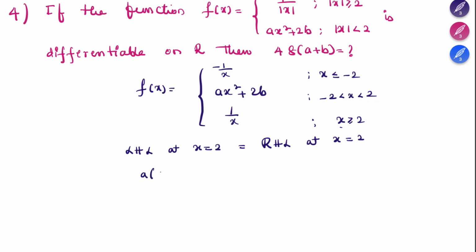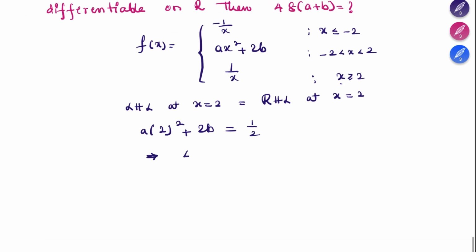So a into 2 whole square plus 2b is equal to the RHL, the right hand limit at x equal to 2. The right hand limit at x equal to 2 means the right side of 2. The function is 1 by x. So here we substitute x value 2, so we get 1 by 2. So this implies 4a plus 2b is equal to 1 by 2. So this is the first condition. I got the relation between a and b.